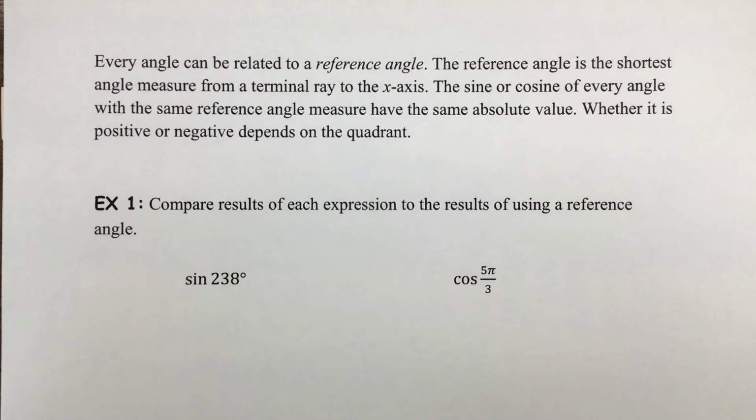For example number 1, what we're going to do is take a look at a couple of angle measurements that are well beyond the first quadrant: 238 degrees, and then we've got 5 pi over 3, which is in radians. Okay, and that is also well beyond the first quadrant. I believe that one is in the 4th quadrant. We're going to evaluate these, starting by evaluating them in a calculator just to have a value for each. Once we have that, we're going to look at what the reference angle is, and then we're going to evaluate for the reference angle and see how that answer compares to the answer that we originally get.